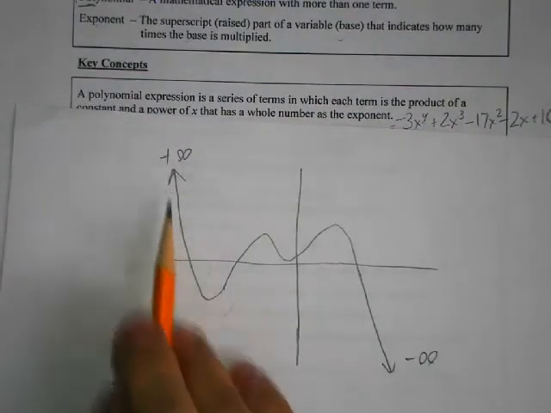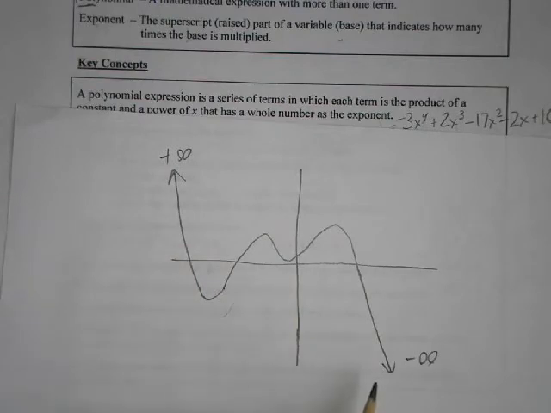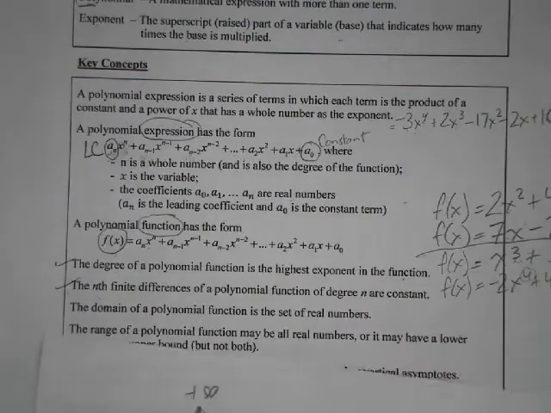And so we'll be looking at things called end behavior. What is the end behavior of this polynomial? It means what direction does it go, to positive infinity or negative infinity, in either direction. Okay.